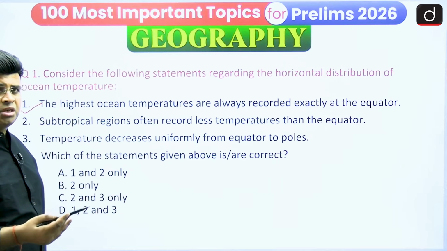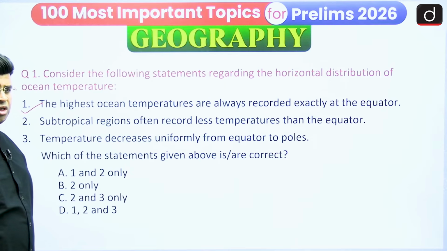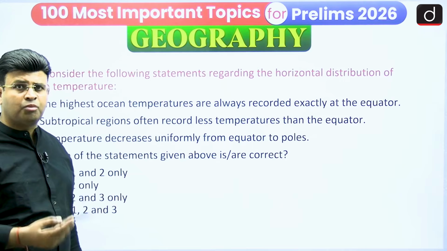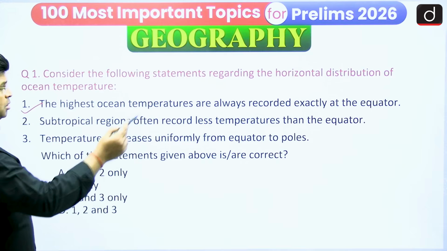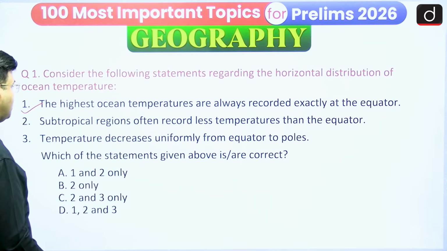Sorry, 27 to 30 degrees Celsius ocean temperature in the equatorial region, and in the subtropical region 22 degrees Celsius. In the mid latitude it is 10 to 14 degrees, in the polar region 0 to 2 degrees Celsius. So this way you can say that the highest ocean temperature is not always recorded exactly at the equator. Please go and see why it is happening and how it is happening.